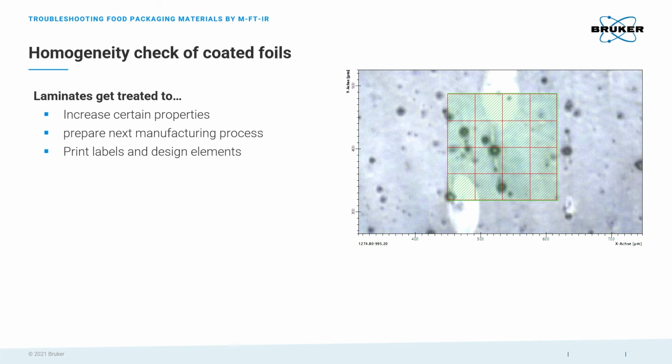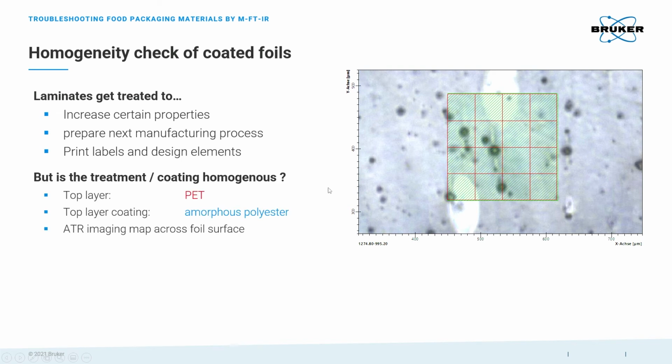So laminates get treated to increase certain properties to prepare next manufacturing processes. For example, when other layers are attached to each other, or if some printing of labels, brands, and design elements takes place, and therefore a certain top layer must be clean. So in this case, we have to check if a certain treatment or coating is homogeneous or not.